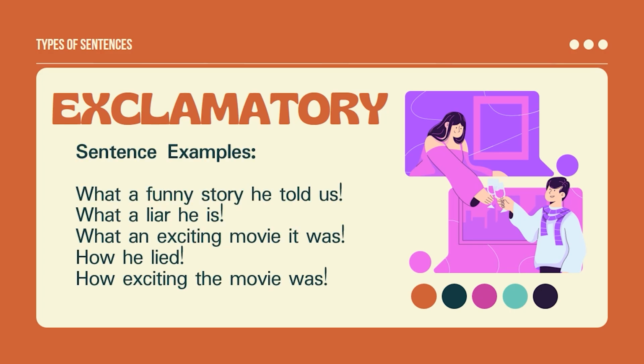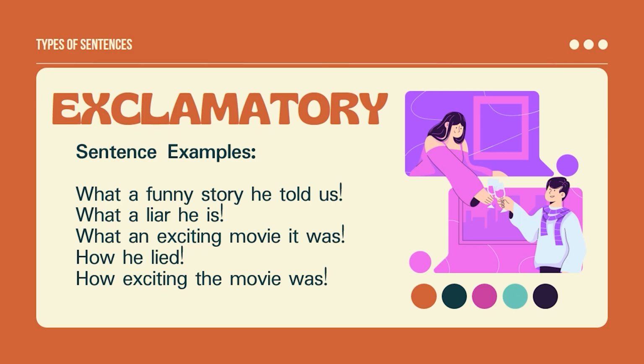For the sentence examples, we have, what a funny story he told us. Diba? You're expressing that it's funny. What a funny story he told us. Then, if you're angry, you could say, what a liar he is. Diba? You're using an exclamation point. What a liar he is. Or if you are excited, what an exciting movie it was. If you have just finished watching a movie and you enjoyed it, you can say, what an exciting movie it was.